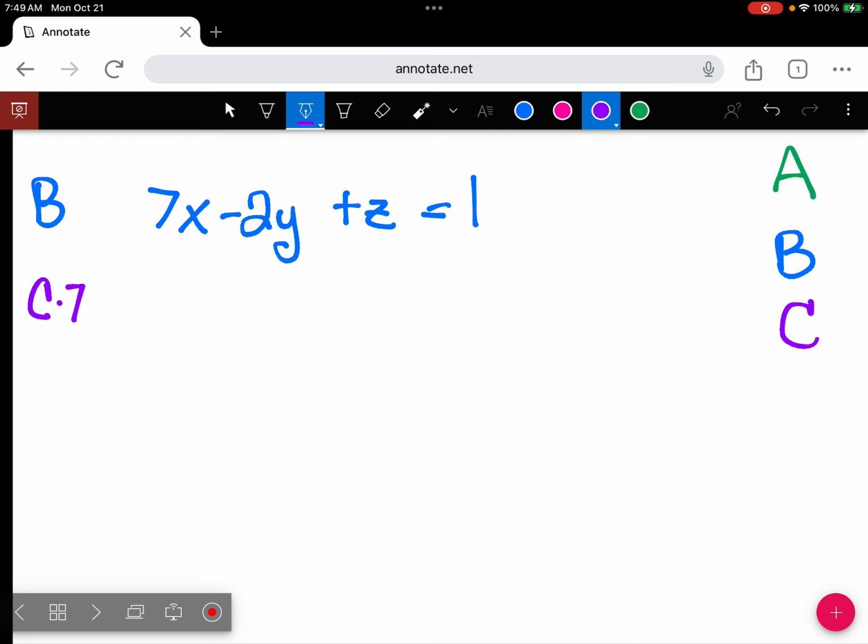All right, so we're going to multiply our C equation by 7. There we go. So it's going to give us our minus 7x plus 56y, ew, minus 14z.